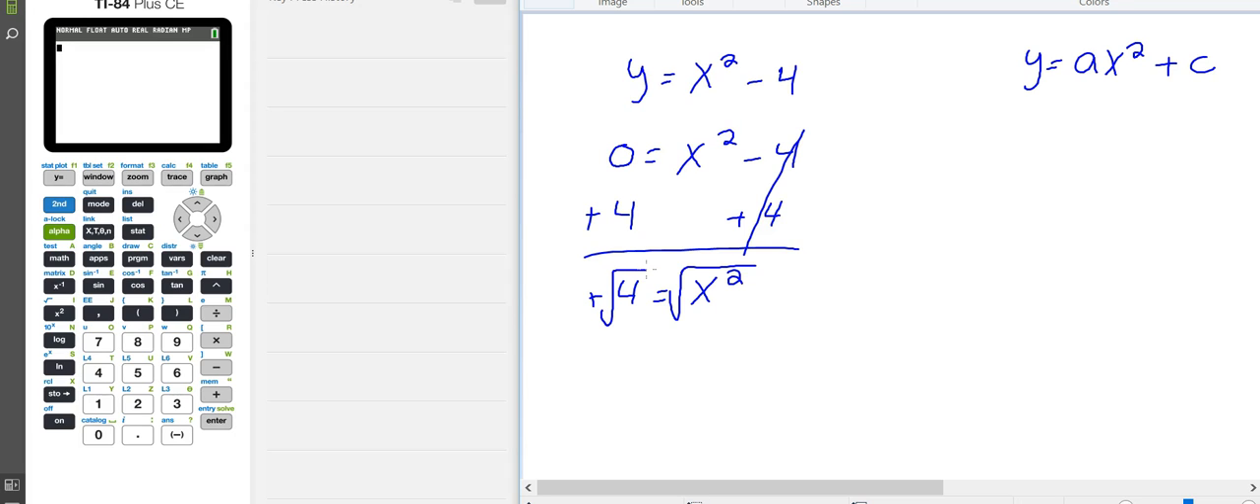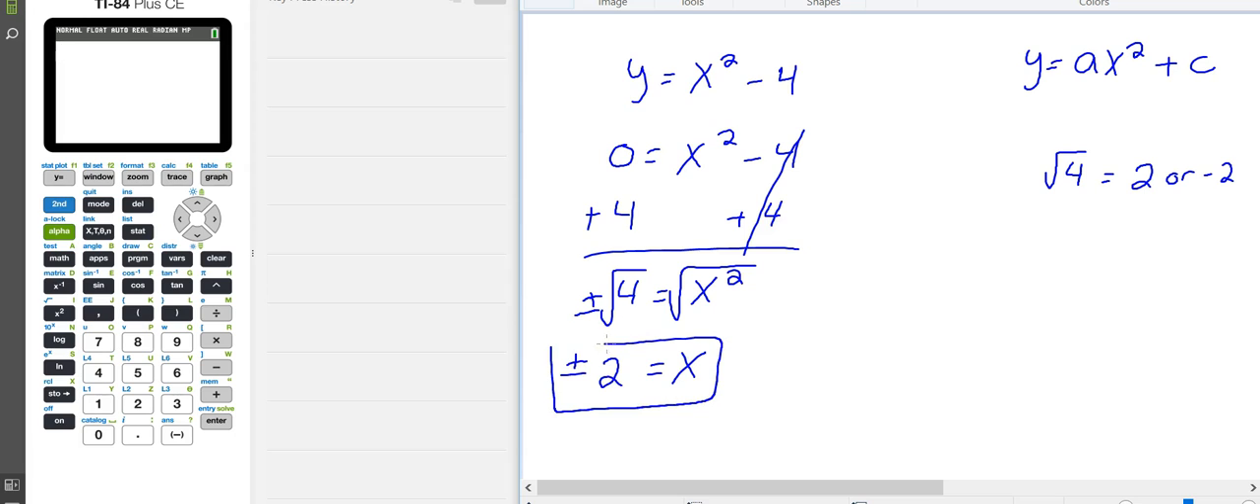But remember that when you're taking the square root of any positive number, let's say the square root of 4, the square root of 4 could either be 2 or it could be negative 2, because 2 times 2 is 4 and negative 2 times negative 2 is also 4. So when you take the square root of any positive number, you have to write plus or minus outside. So x is equal to plus or minus 2. These would be the roots or the x-intercepts or the zeros of this equation.